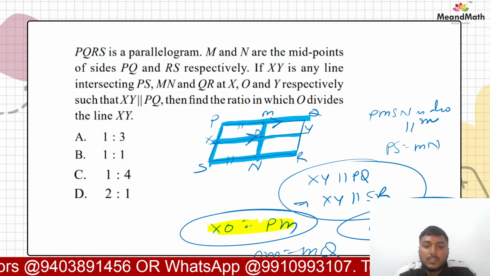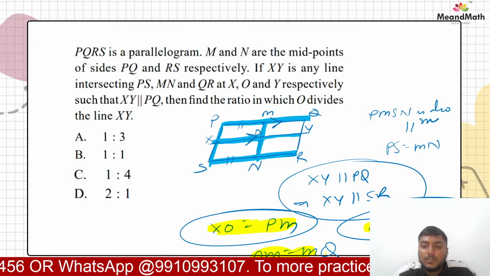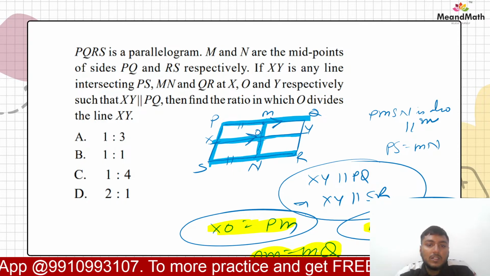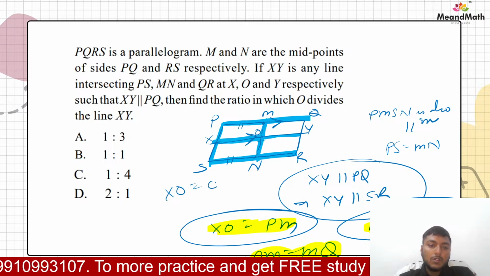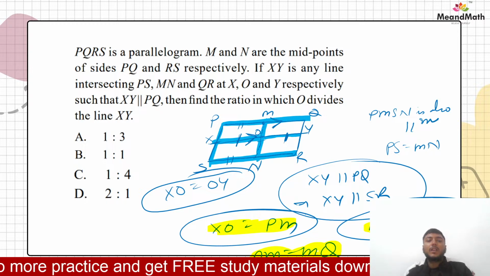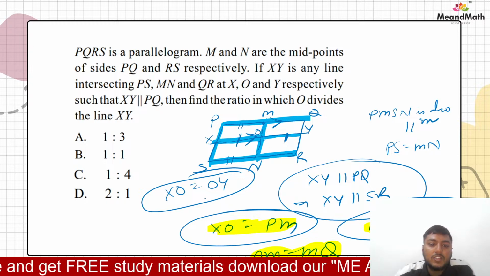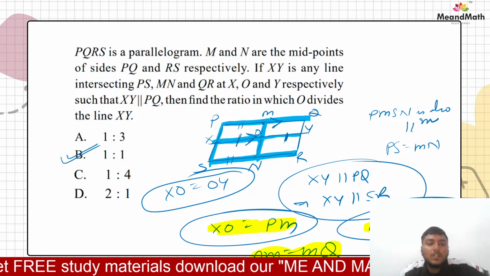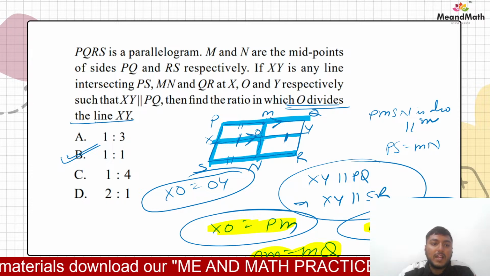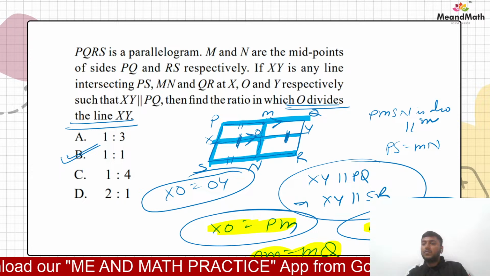So what we can understand from these three is this XO would be equal to OY, right? So O is dividing the line in the ratio what? 1:1 na? So this O divides line XY into this ratio. That is what? 1:1.